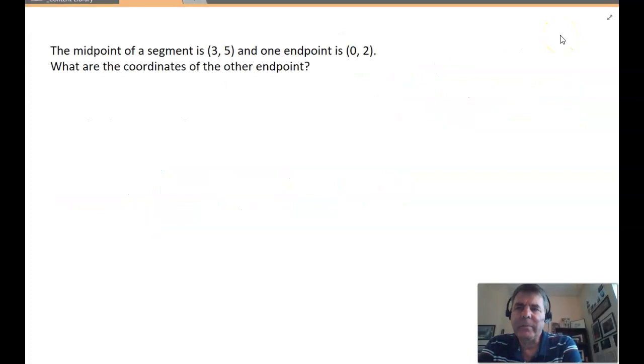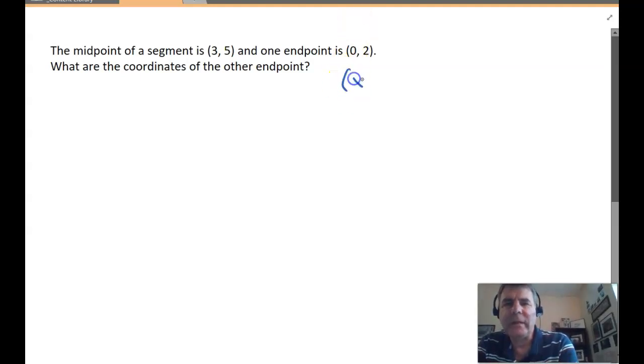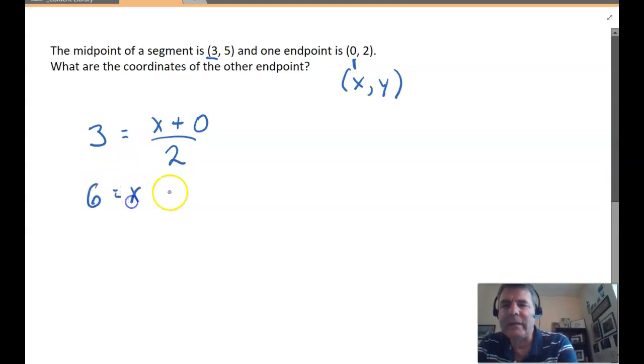What do I do if I know the midpoint of a segment and one endpoint? I'd like to get the other endpoint. Well, let's call the other endpoint x, y. And so I'm going to say 3, that's the x-coordinate of the midpoint, is equal to x plus 0 divided by 2. That's the average of the x-coordinates of the endpoints. And if I multiply by 2, I get x is 6.